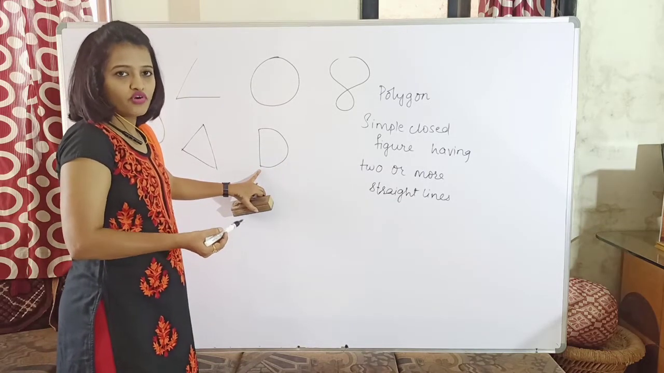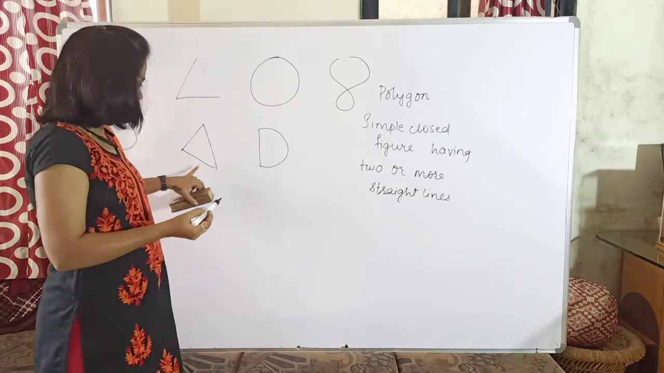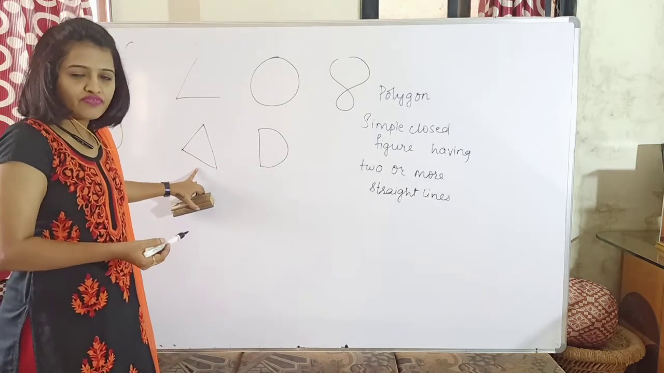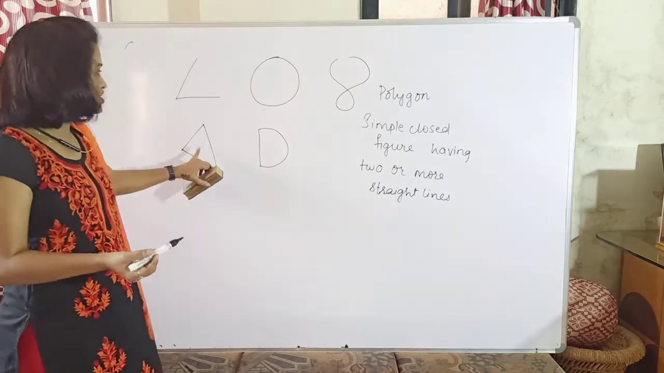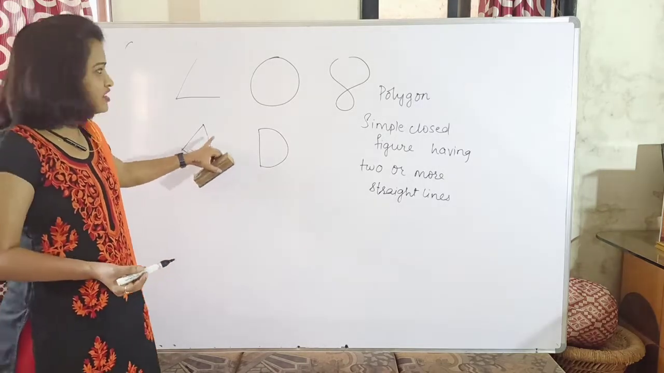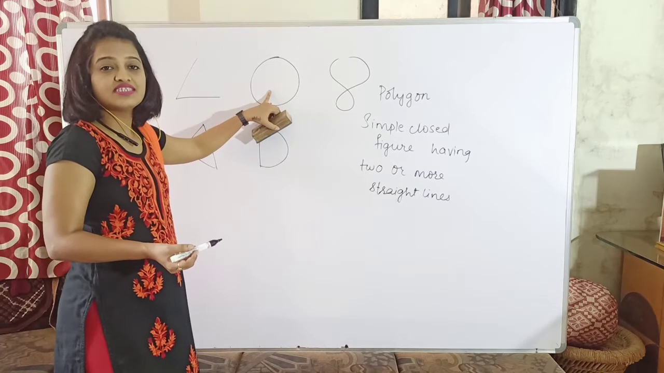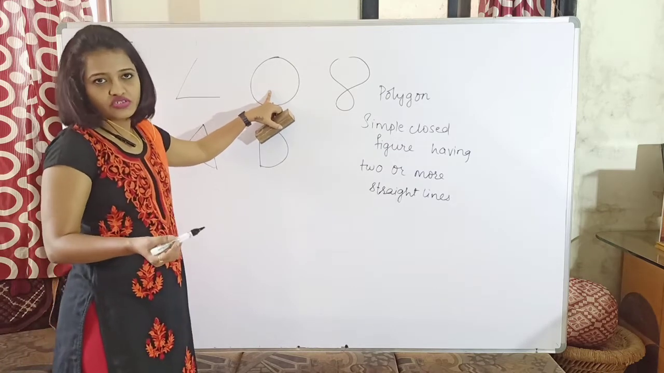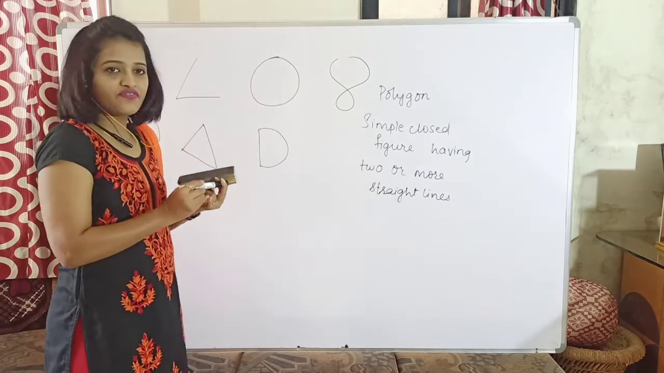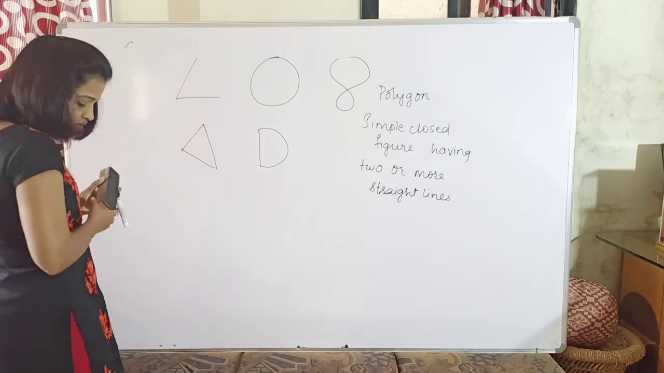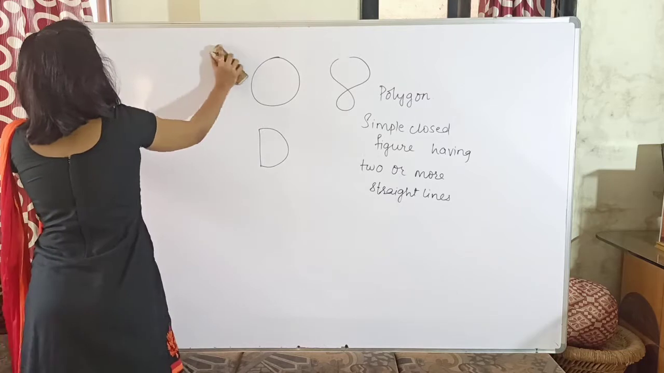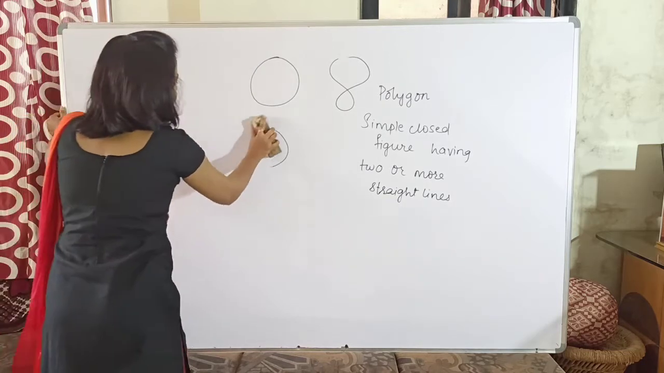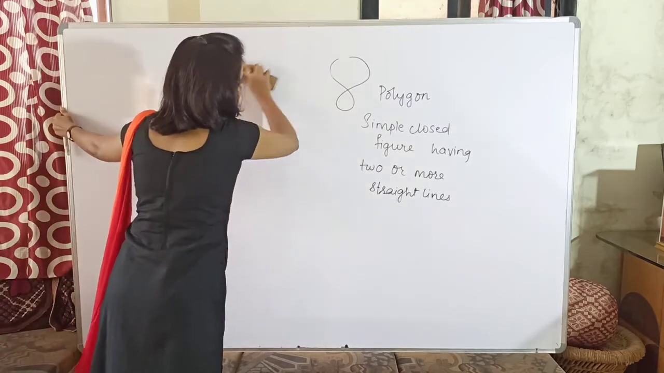Okay, so what does it mean? It means the figure has to be closed, it has to be a simple one, and it should also consist of two or more straight lines. So this figure is called a polygon. Even this is not a polygon because it is a curved line, not a straight line. So this is the basic definition of a polygon, which says that a polygon is a simple closed figure consisting of only straight lines. Okay, so let us move forward.